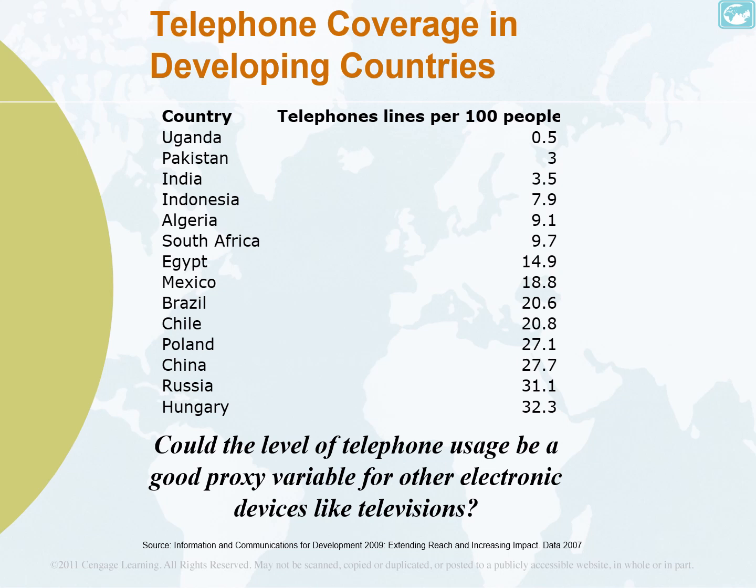Of course, this is the older data from landlines, and nowadays probably more people have cell phones, therefore they don't need landline phones, right? So could the level of telephone usage be a good proxy variable for other electronic devices like televisions? Before, probably so, right? Now you have to look at it again and think again, okay?